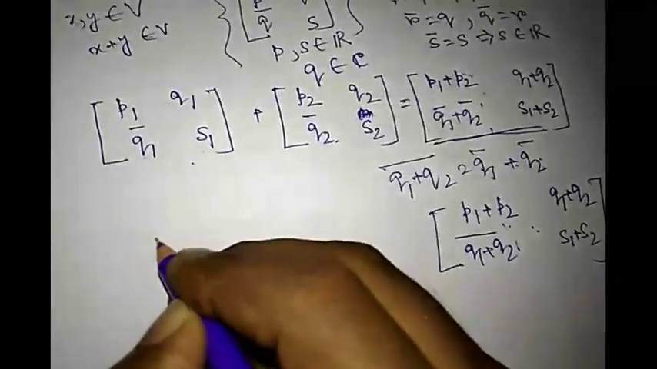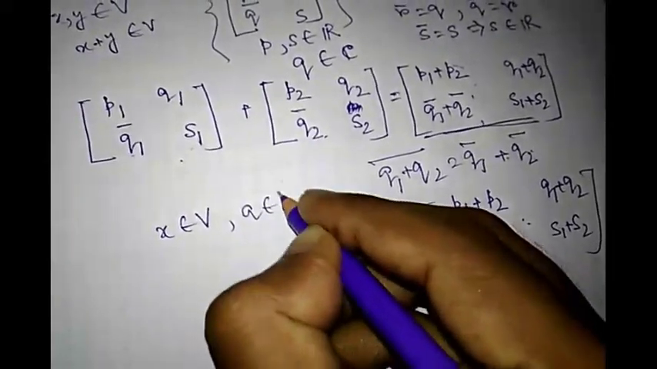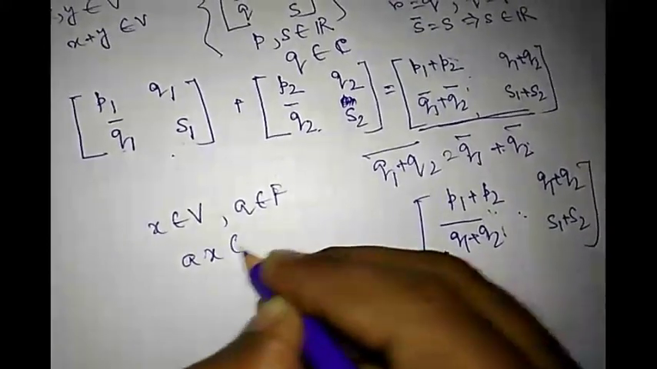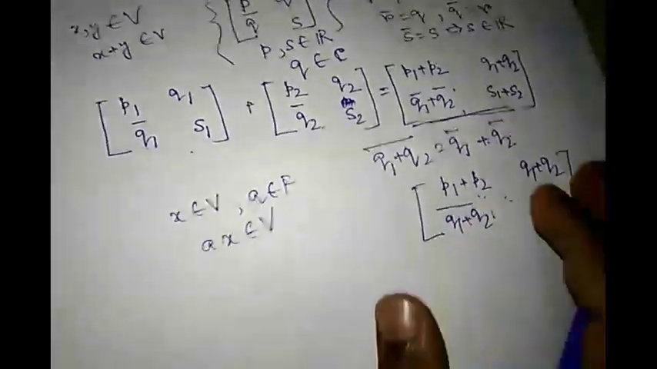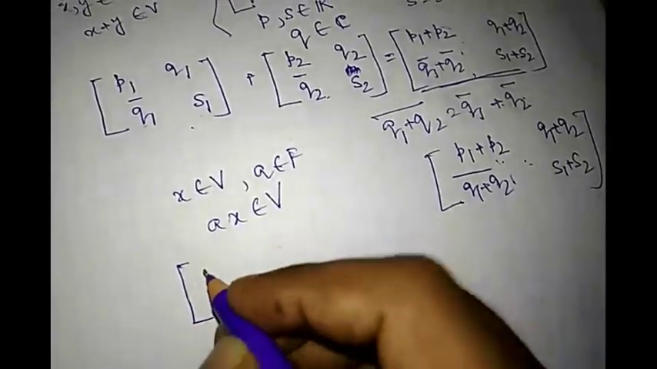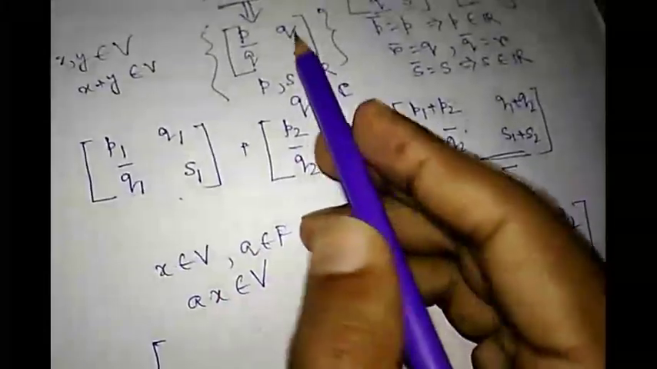Now again, if x belongs to V and a belongs to the field F, then we know that ax belongs to V. Now we are going to show that. What is our x here? We have to take a 2 by 2 Hermitian matrix from the vector space, so that will look like this.